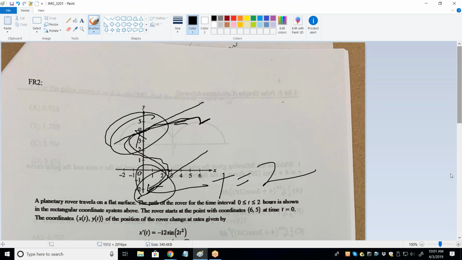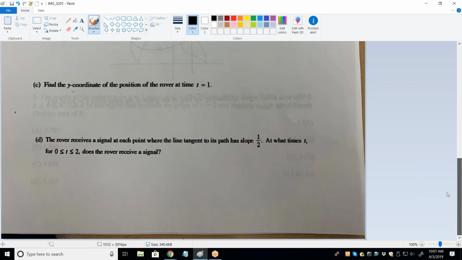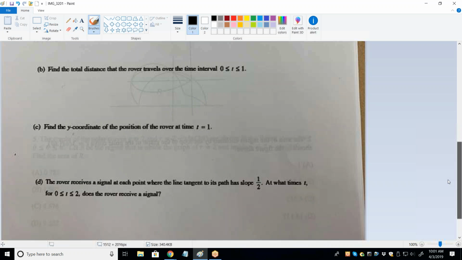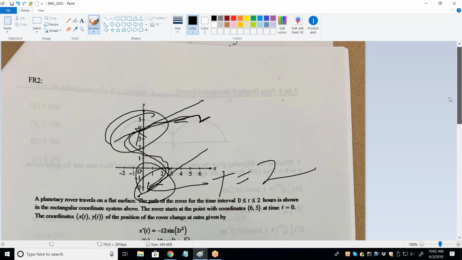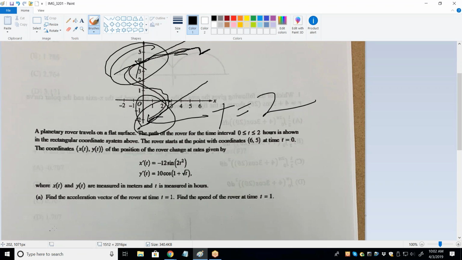Let's see. That was the last question. So we don't really have any more time, but I was curious as to what the answer was to A. Find the acceleration vector. If you have the answers in front of you. Yeah, I have the answer to A.